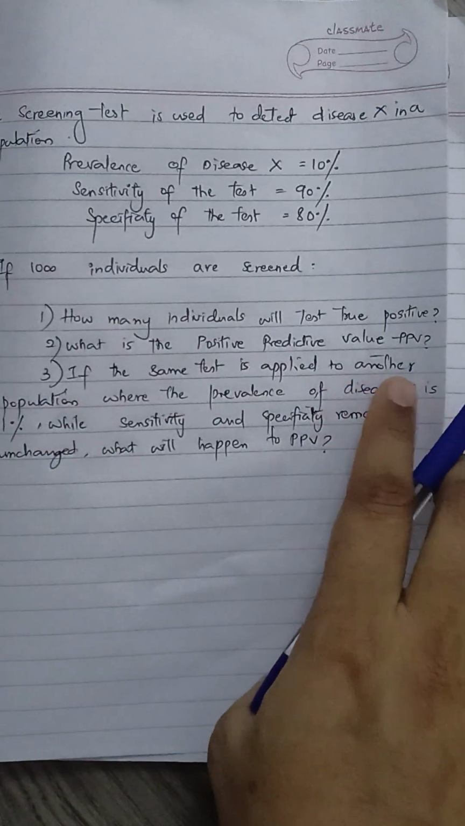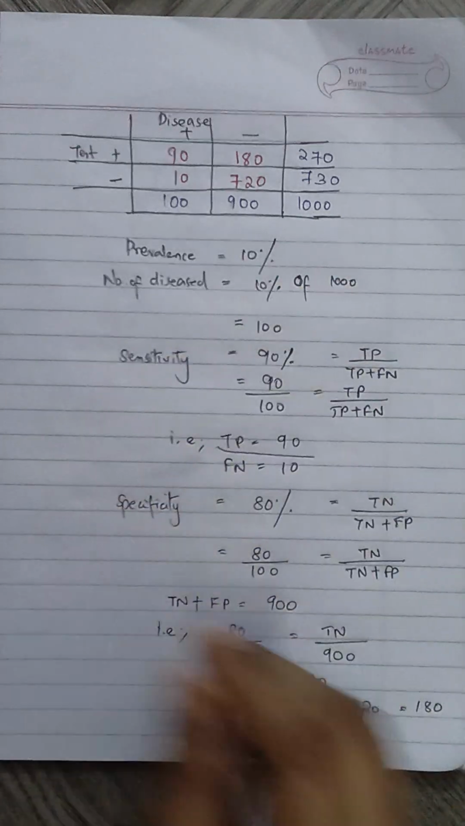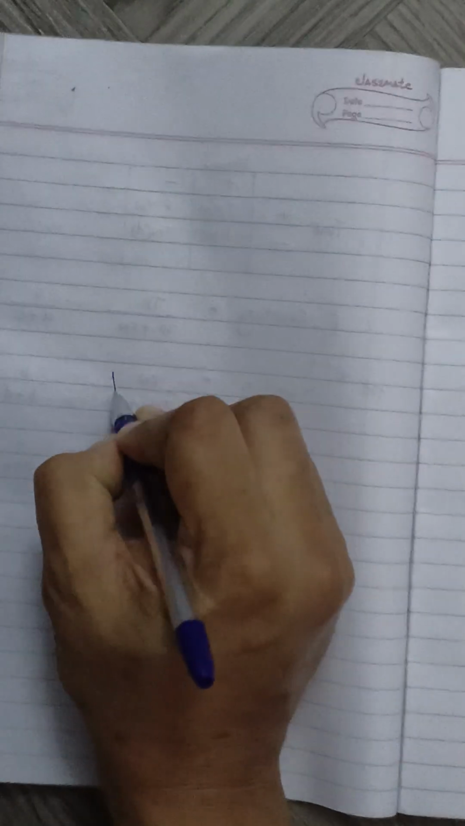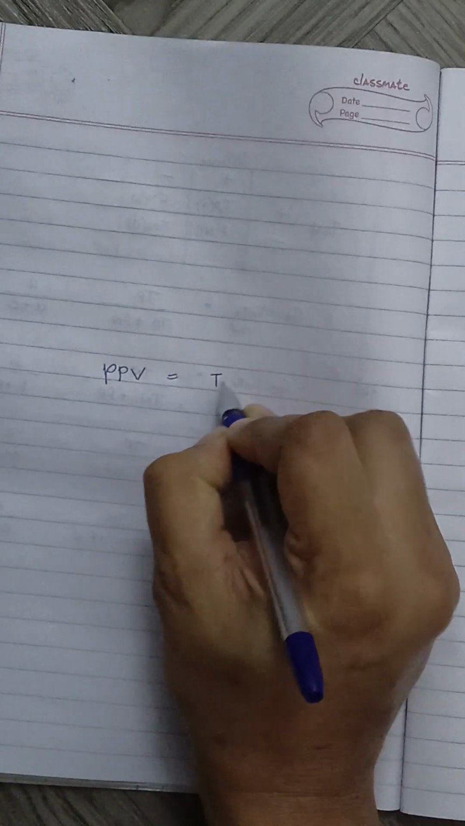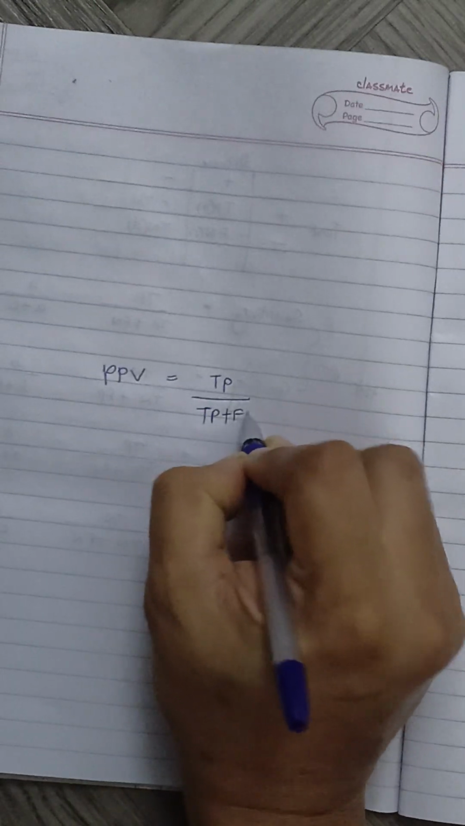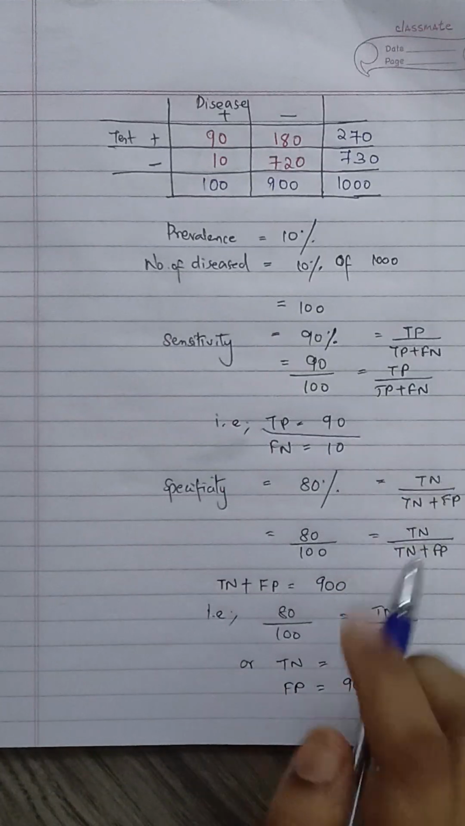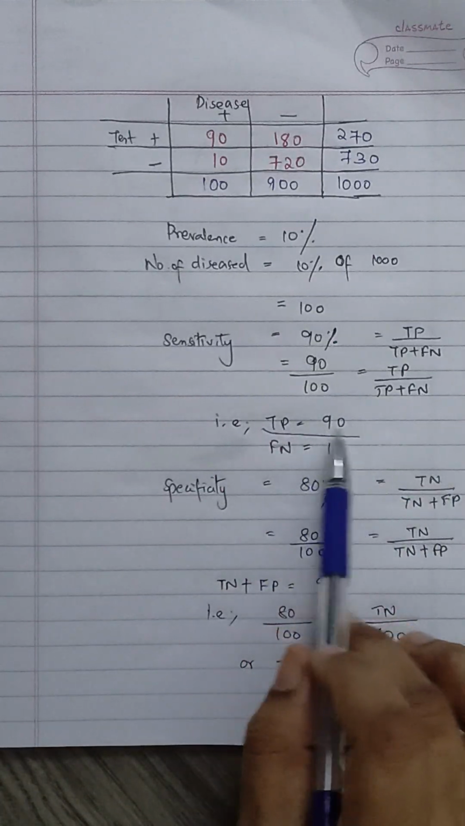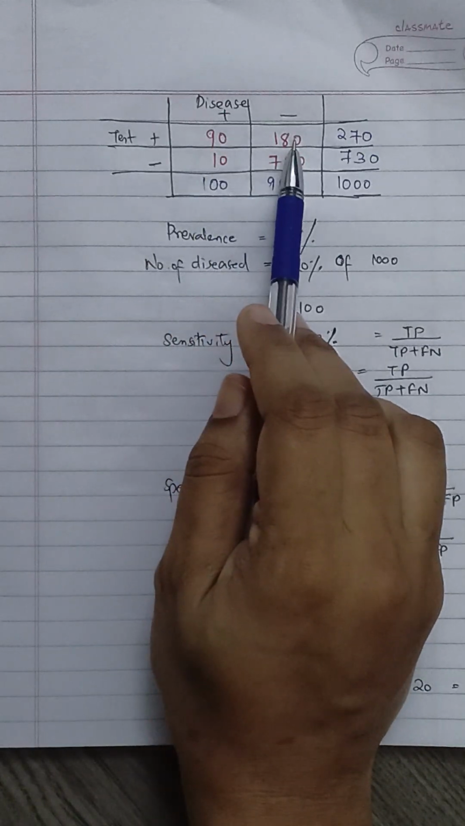What is the positive predictive value? For that, we just have to substitute the values here. I'll write it here so that you can see. Positive predictive value. What is positive predictive value? It is true positive over the total number of positives. That is true positive plus false positive. From here, what is the number of true positive? True positive, you found it is 90. This is your true positive and this is your false positive.